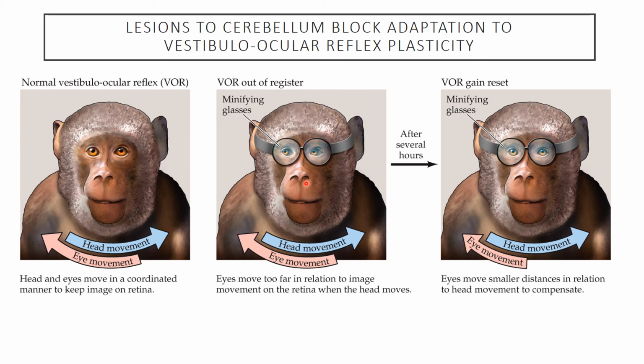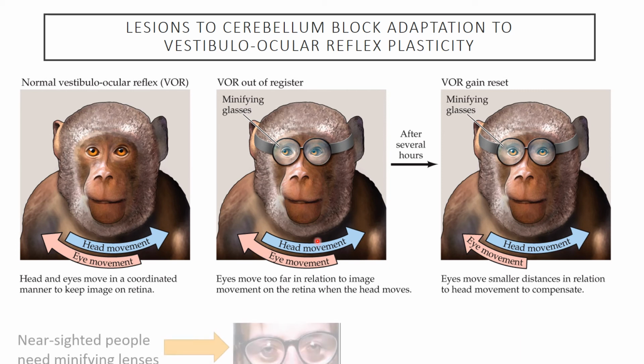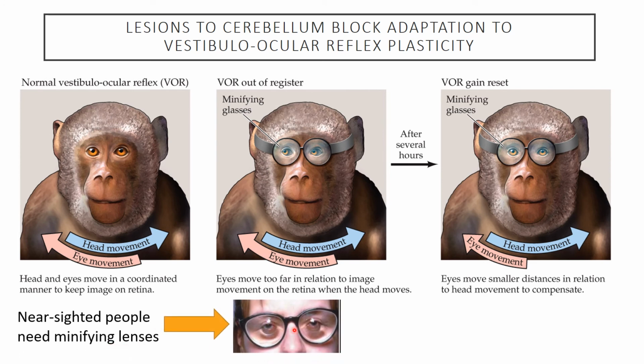Now let's say you put minifying glasses onto a monkey. What are minifying glasses? Some of you may actually wear minifying glasses, but in this case, they're really, really bad. Minifying glasses are the kind of glasses that nearsighted people need to use. And this is an individual with some pretty severe minifying glasses. You can tell that they're minifying glasses because when you look at the individual's eyes inside these glasses, they actually look really tiny. Hence they're minifying.